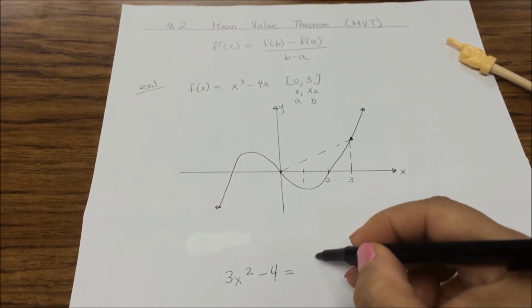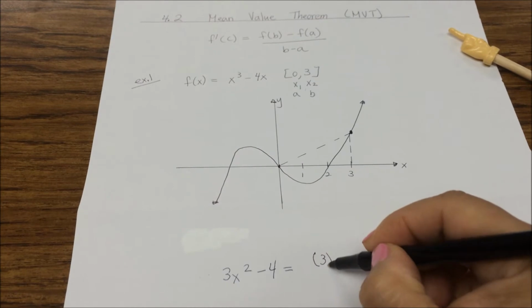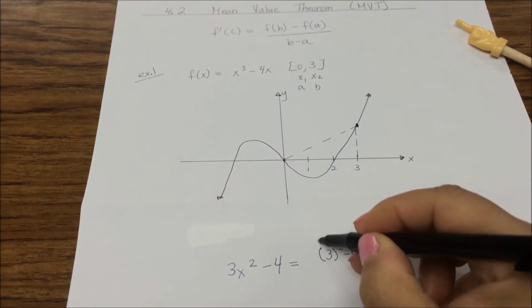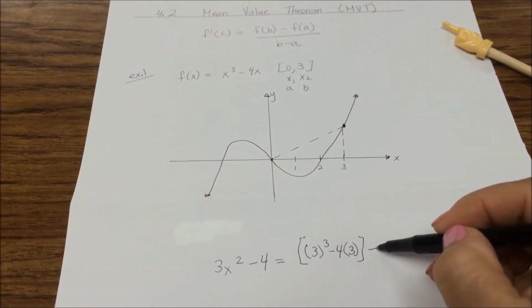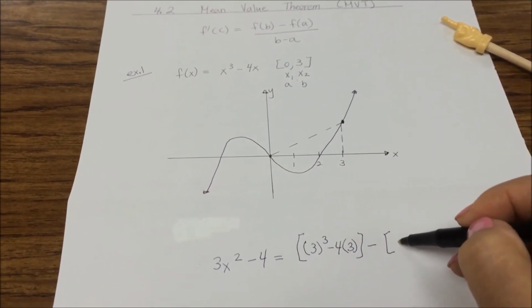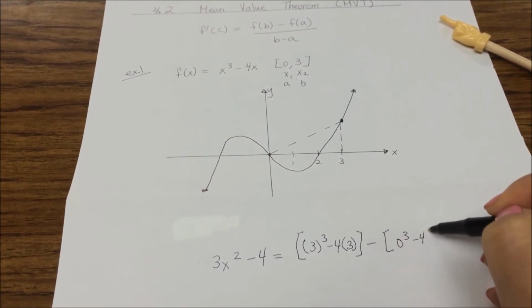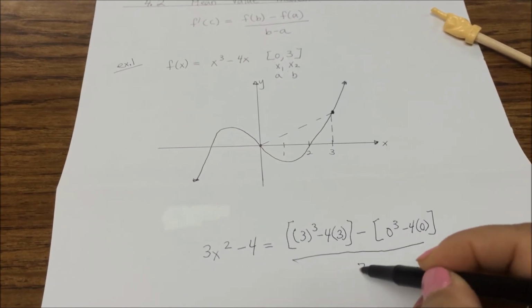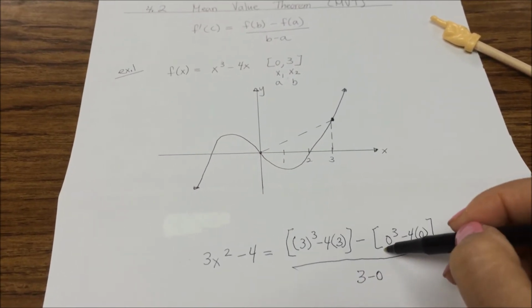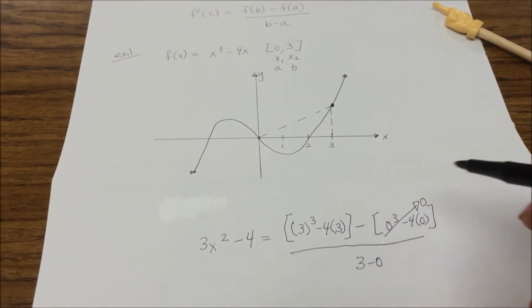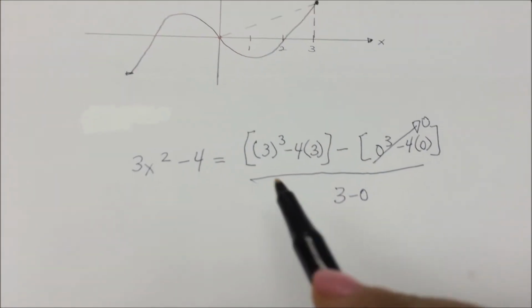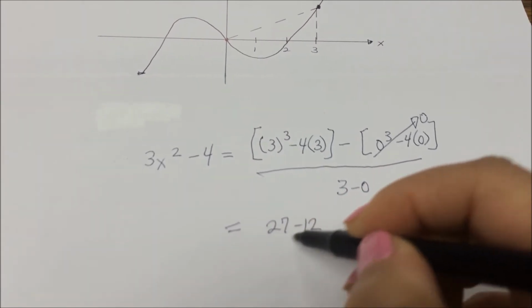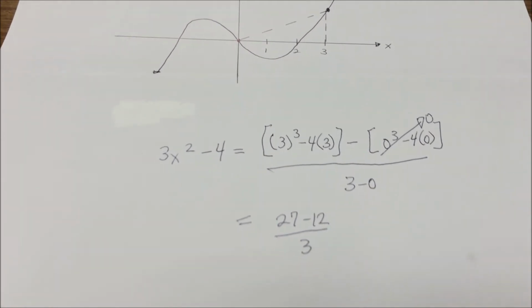So we go f of 3, which is 3 to the third minus 4 times 3. I'm going to put a bracket because all of that is my b part. Minus the a part, which is 0 to the third power minus 4 times 0, bracket, all over 3 minus 0. Obviously 0 times anything is 0, so that's all gone. Now we just need to simplify. 3 to the third gives us 27 minus 12, all over 3 on that side.